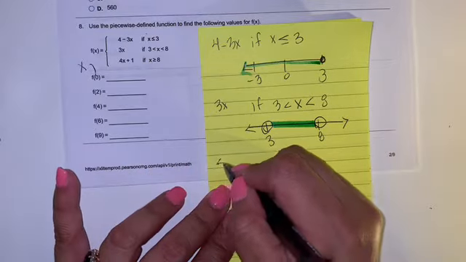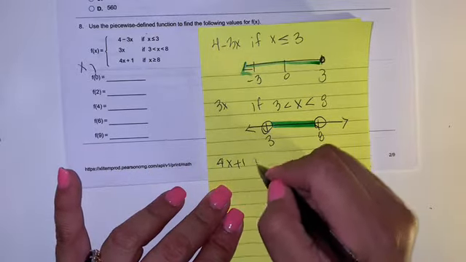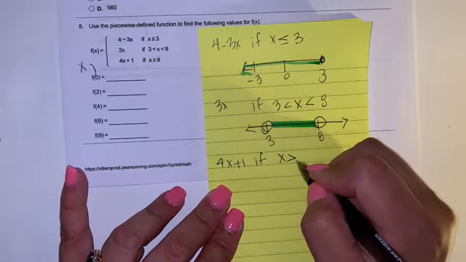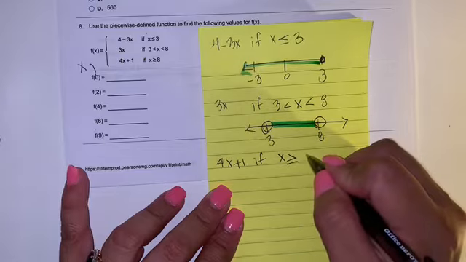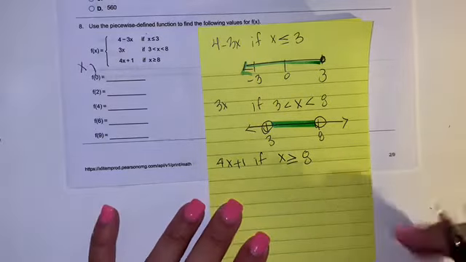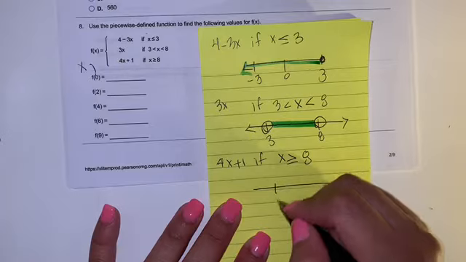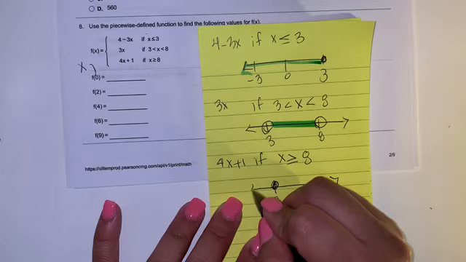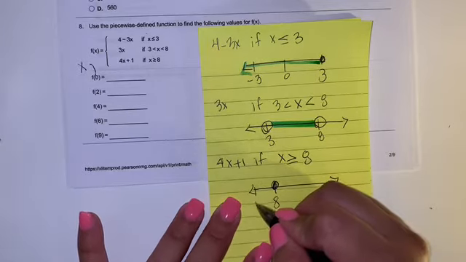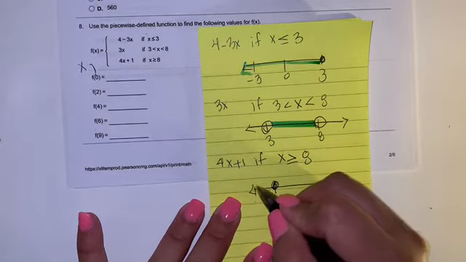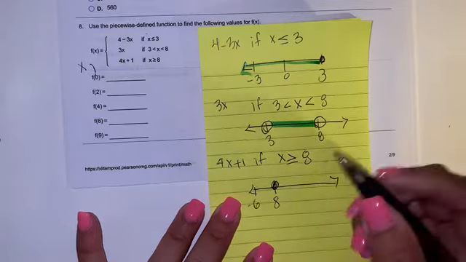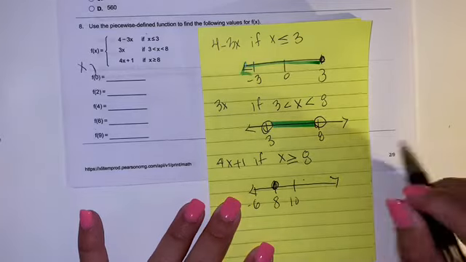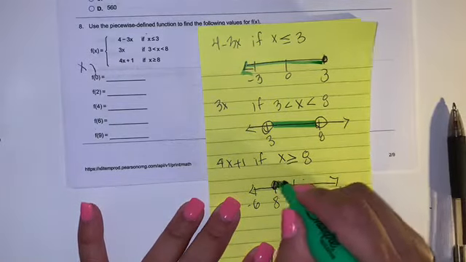And then you have 4x plus 1 if x is greater than or equal to 8. So that means on our number line, we're gonna have the number 8, and this is gonna be closed. Everything over here is gonna be negative, so this would be like 6. Everything over here is gonna be positive, so this would be like 10 and beyond, and it goes to the right.